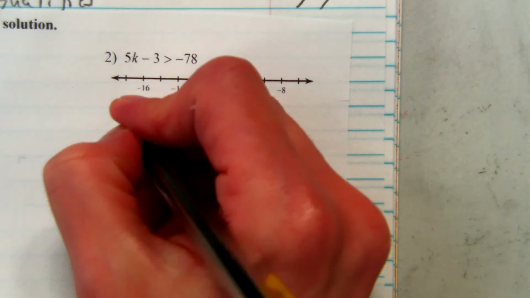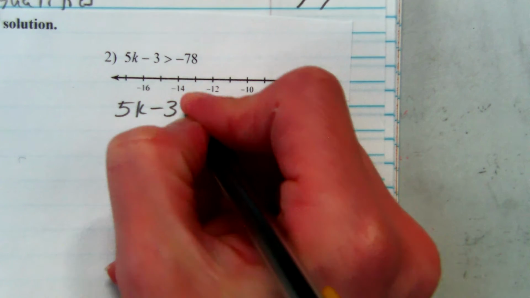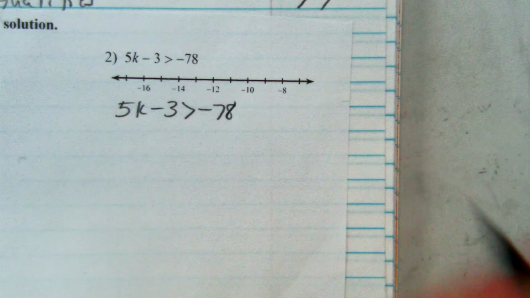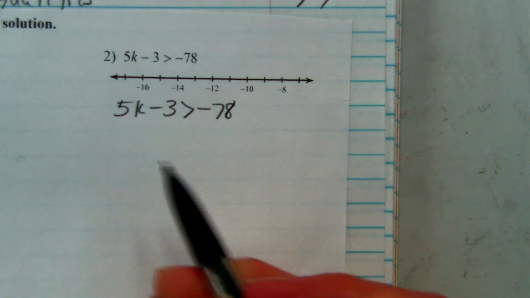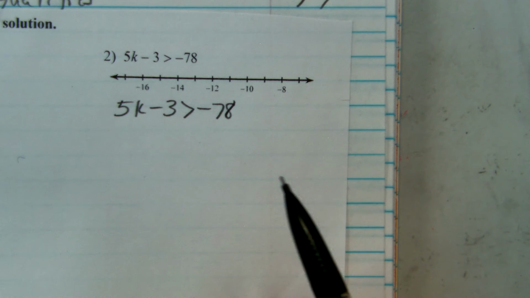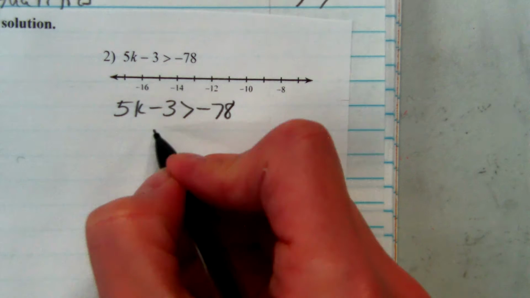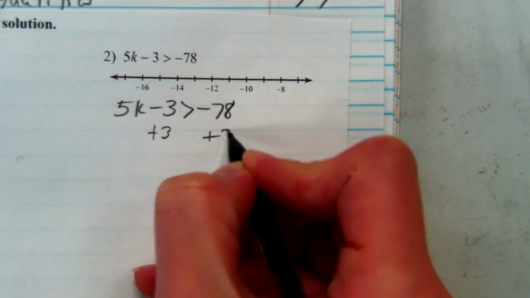So first thing I want you to do is copy the problem down here. I know that's a pain, but it takes like 2 seconds and then it's done, so just do it. What would be my first step for solving for k? Jaden? Plus 3. Plus 3, good, because that gets rid of the minus 3.